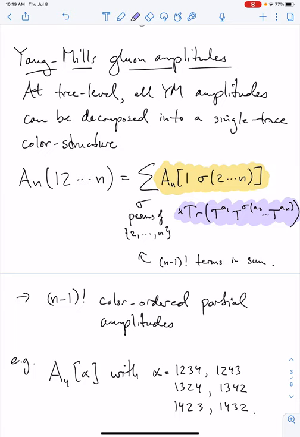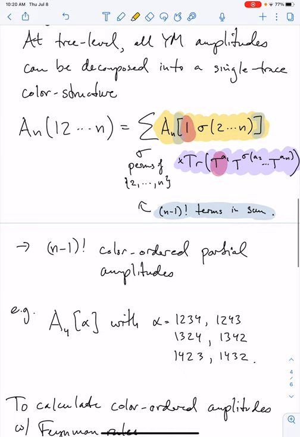And because the trace is cyclic, I can fix one of the lines, say line 1, and then I can permute all the other ones. And so that means that the number of such color-ordered amplitudes will be n minus 1 factorial, because that's how many permutations there exist of n minus 1 lines. Okay, so the full amplitude is a sum over n minus 1 factorial terms that consist of the partial amplitudes, where the square brackets here denote the fact that we have a color ordering, and that color ordering will be cyclic because it is multiplied by a trace that has, of course, a cyclicity associated with it.